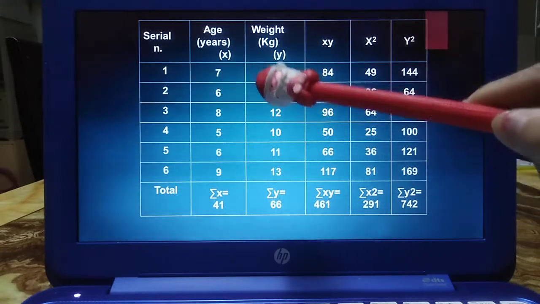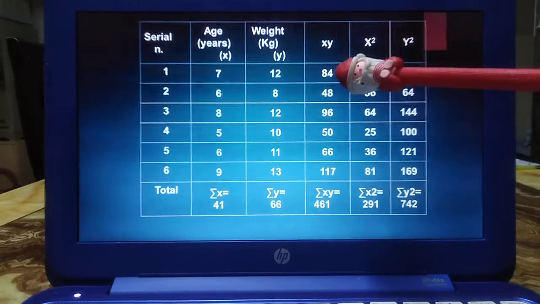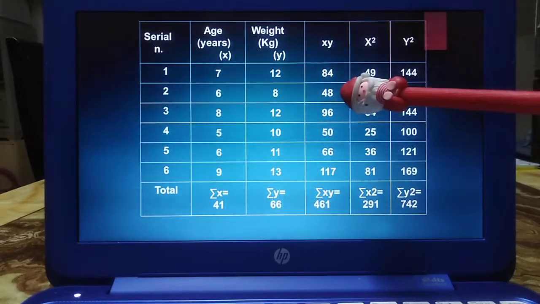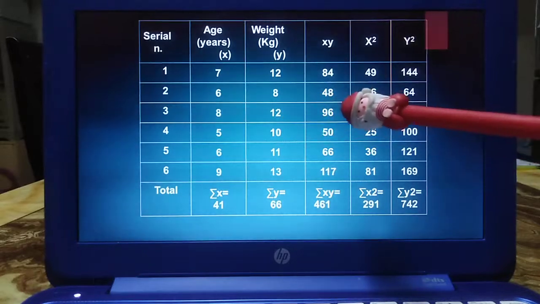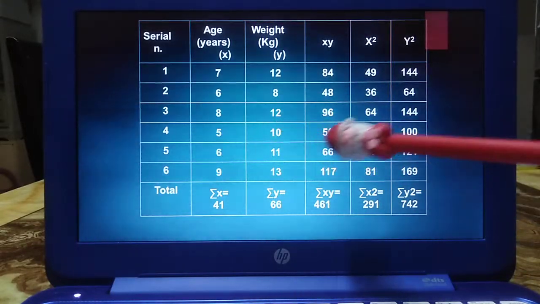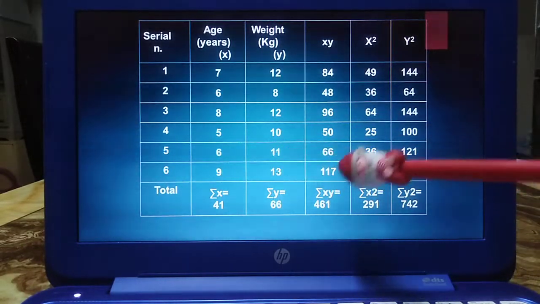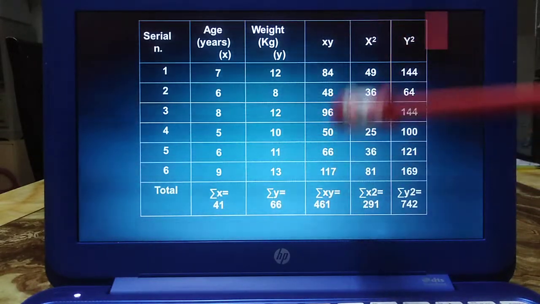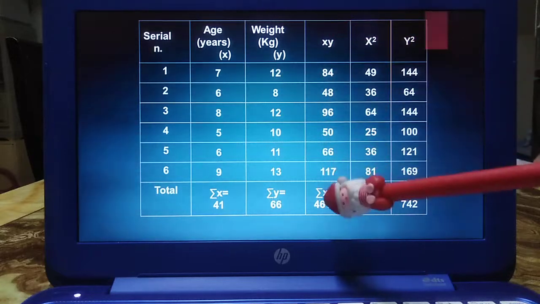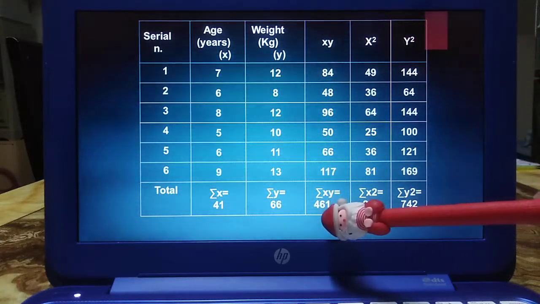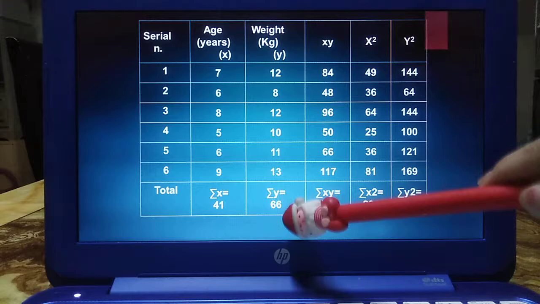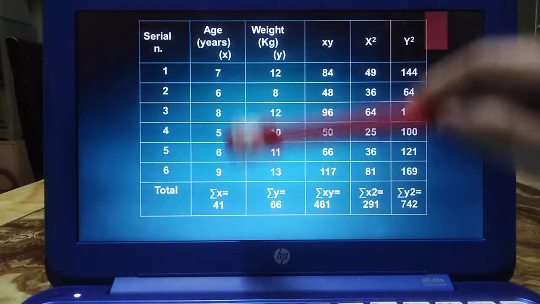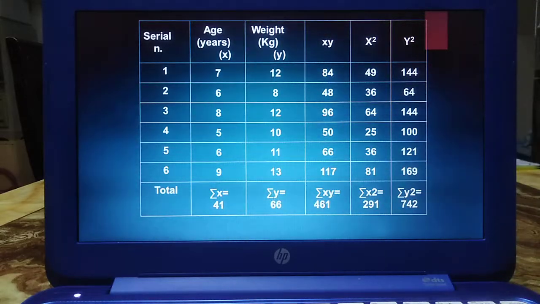So 7 times 12 is 84. 6 times 8 is 48. 8 times 12 is 96. 5 times 10 is 50. 6 times 11 is 66. And 9 times 13 is 110. Getting the sum of the product of x and y, we get 461. We also notice that the sum of all the weights is 66 and the sum of all the ages is 41.